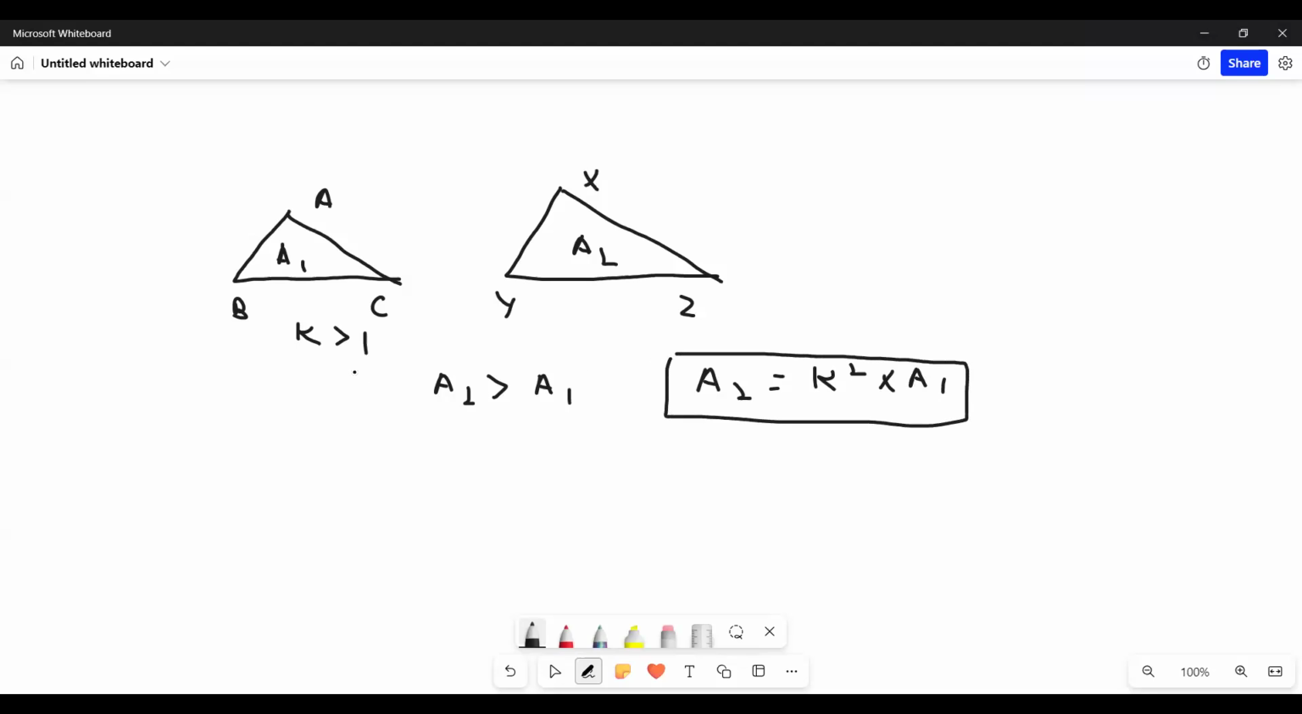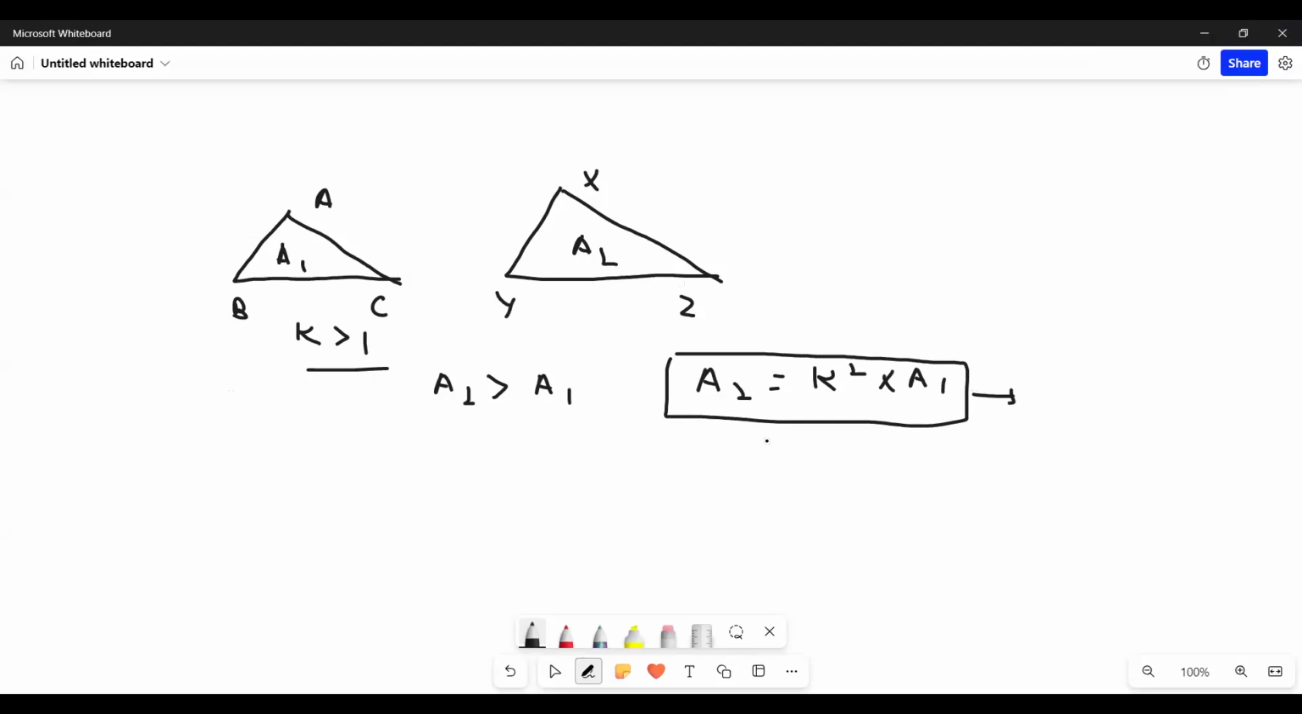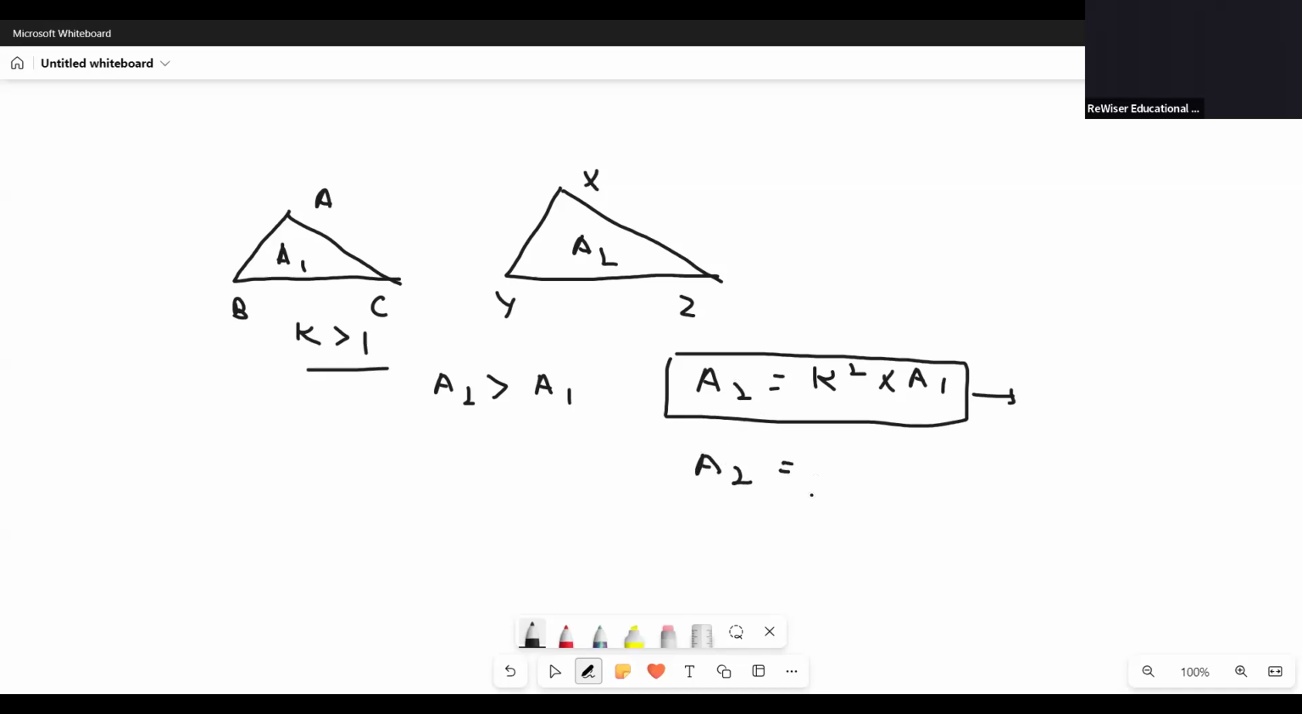Now, Levin, can you tell me why I assumed K is greater than 1? Can K be less than 1 as well? Yeah, but when K is greater than 1, the image is an enlargement, larger than the before image. Can I also assume K to be less than 1? Yes. In that case, what will be the change in this form? A1 is equal to K squared into A2. So I just want A2. What can A2 be written as in that case?